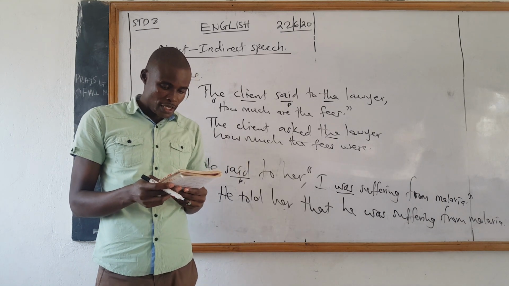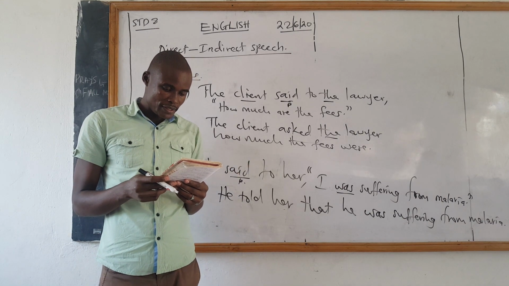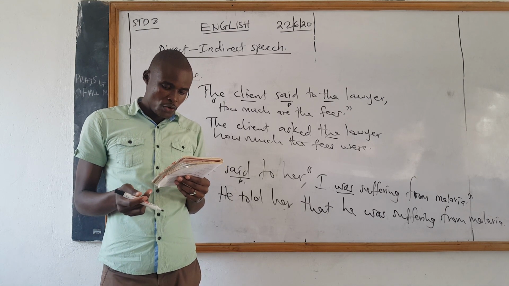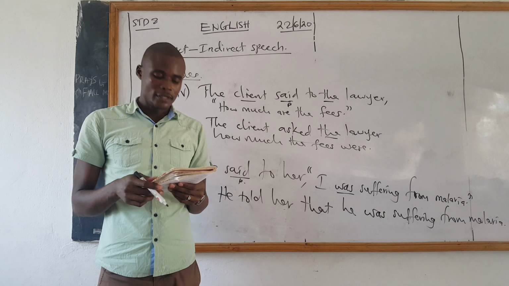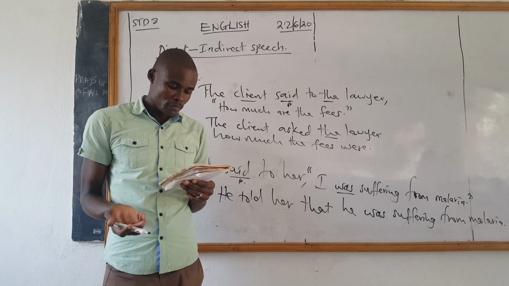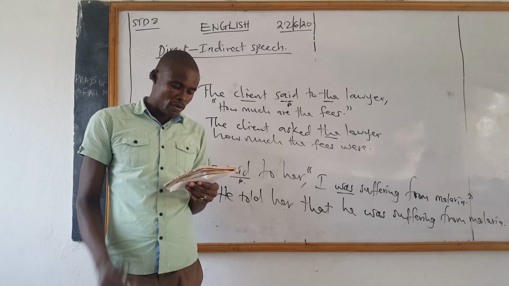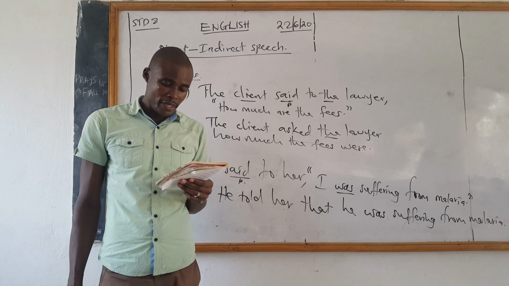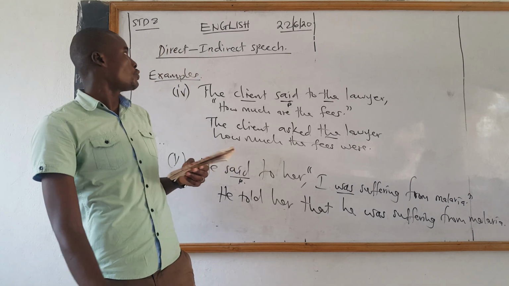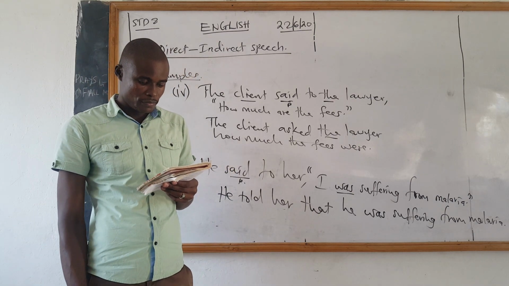They said to Bud, Bud is somebody's name, "When are you coming to our place?" Let me use the word Tom, a common name. They said to Tom, open quotes, "When are you coming to our place?" The question. So how will you change that into indirect speech, reported speech?